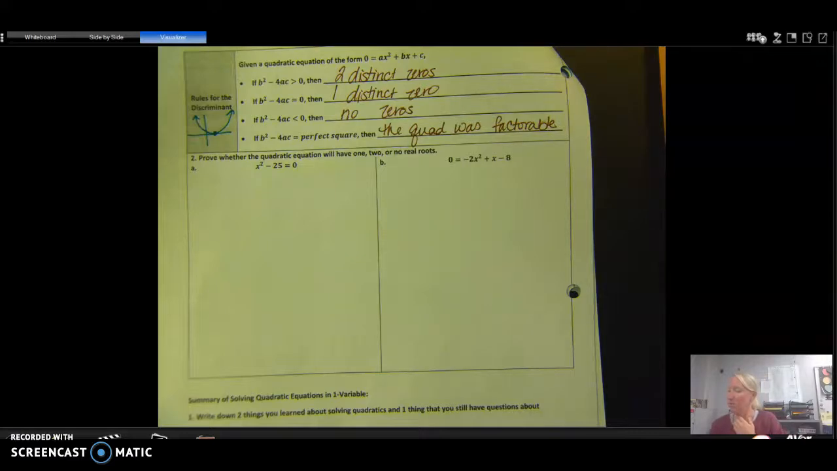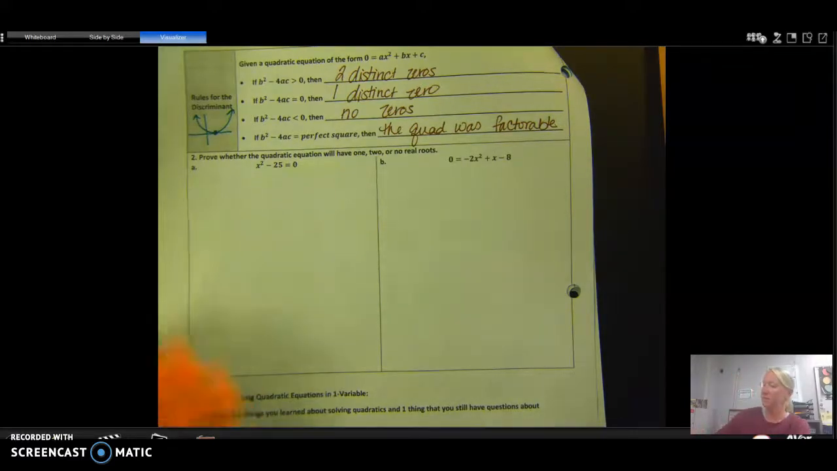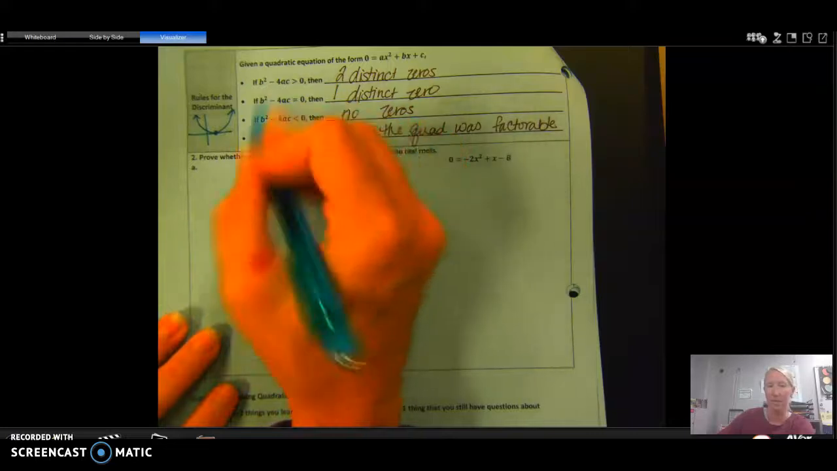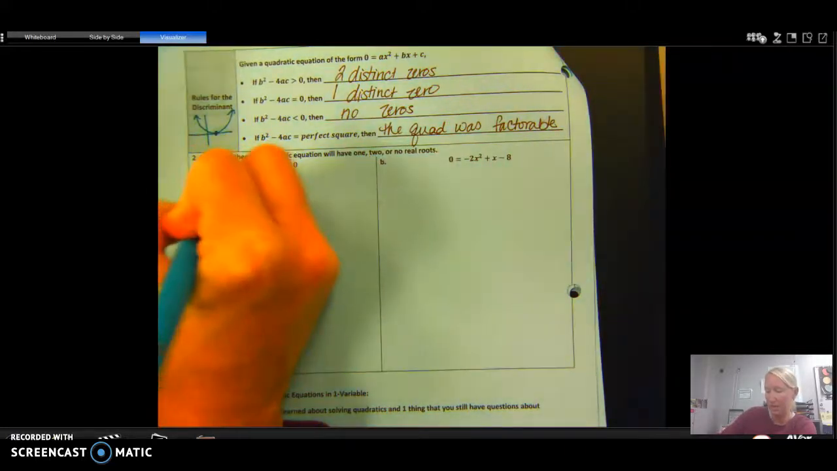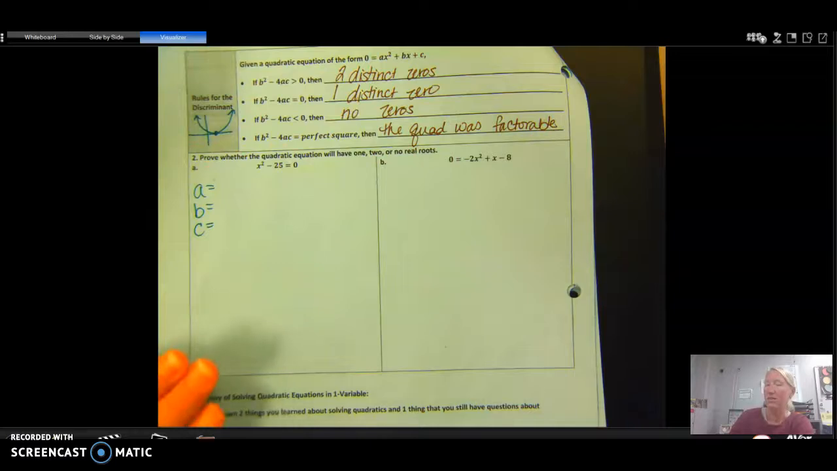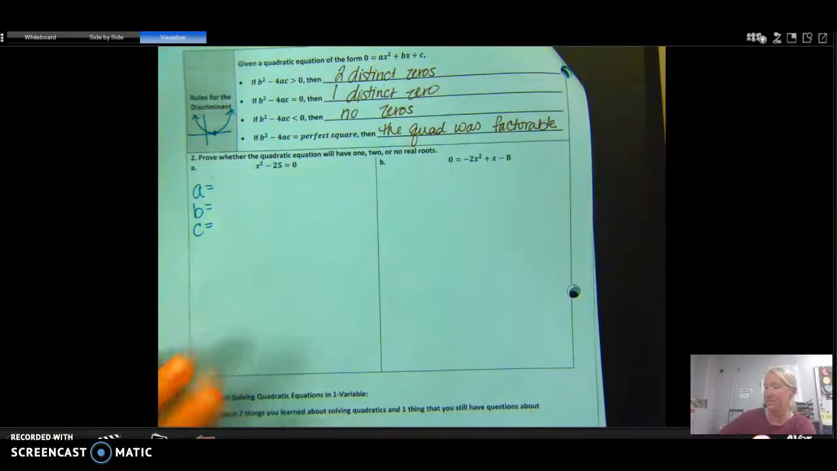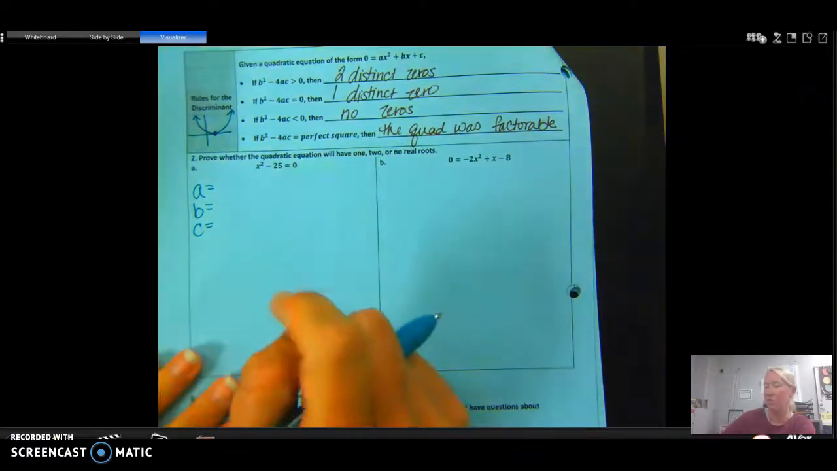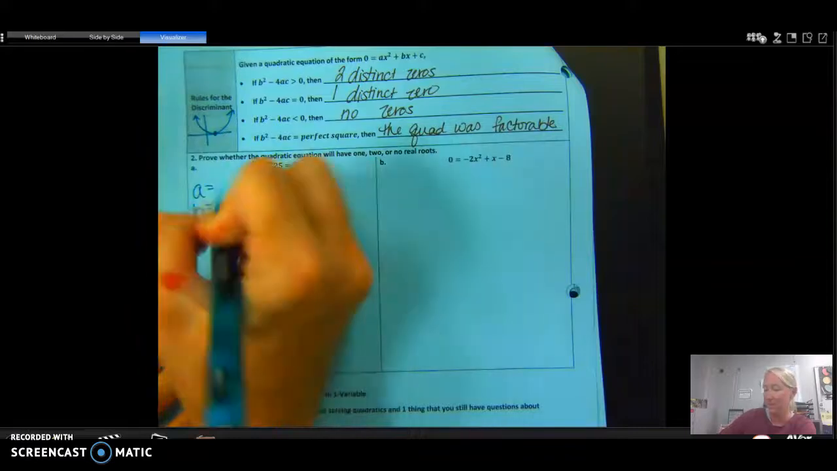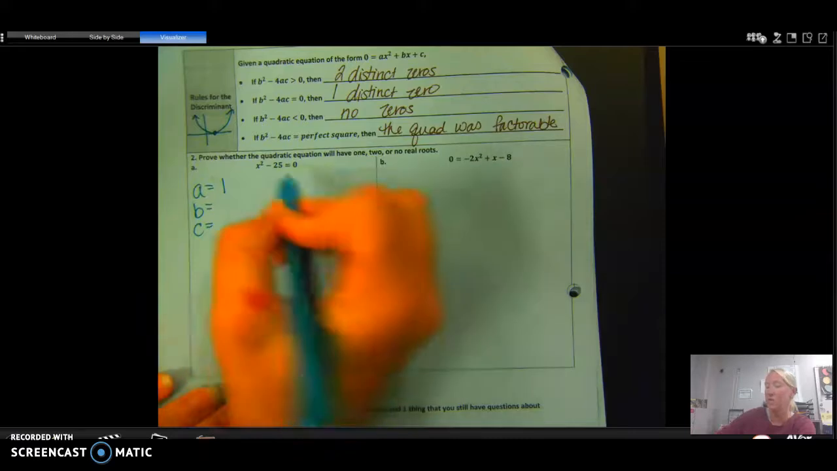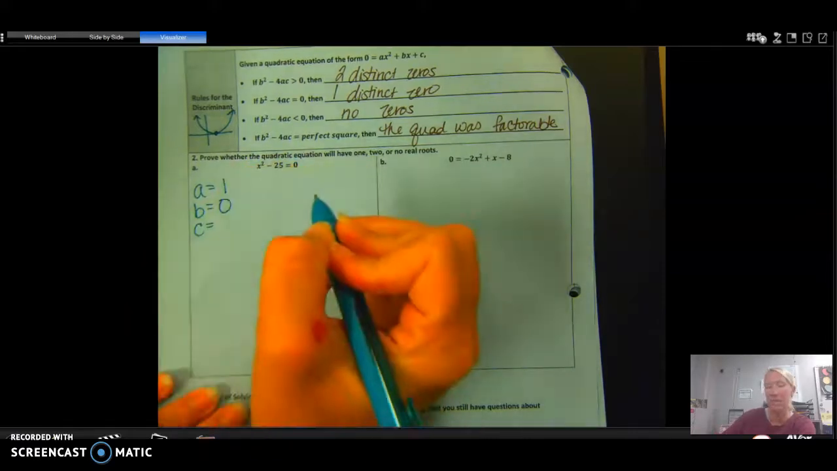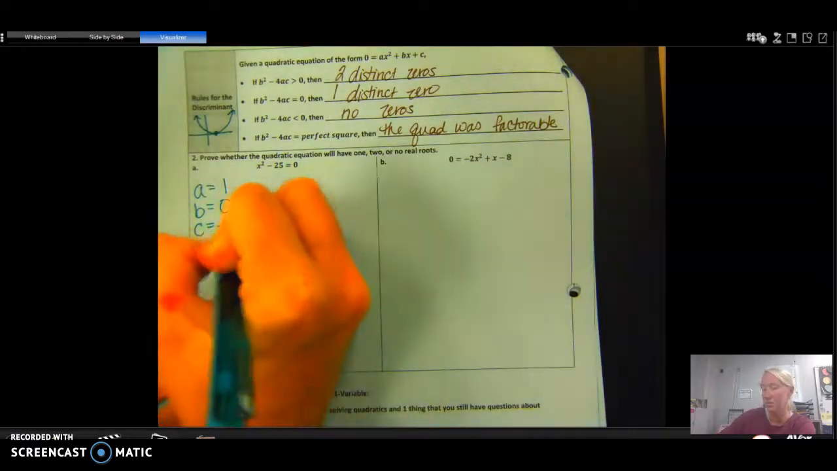Okay, so prove whether the quadratic equation will have 1, 2, or no real roots. What we're going to do to solve that is put it into the discriminant. A, B, and C is my first step. What is the value of A, do you think? Remember, A is the number before the x squared. In this case, when there's nothing there, but there's an x squared, it is 1. It's an invisible 1, because you don't have to have 1 there. There's no B middle term because there's no x value. There is a C of negative 25.